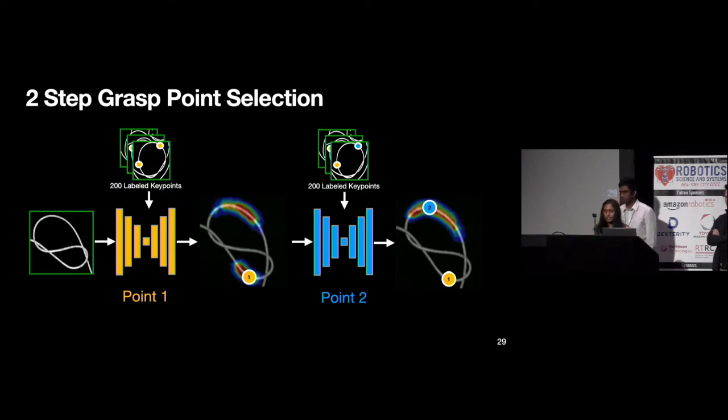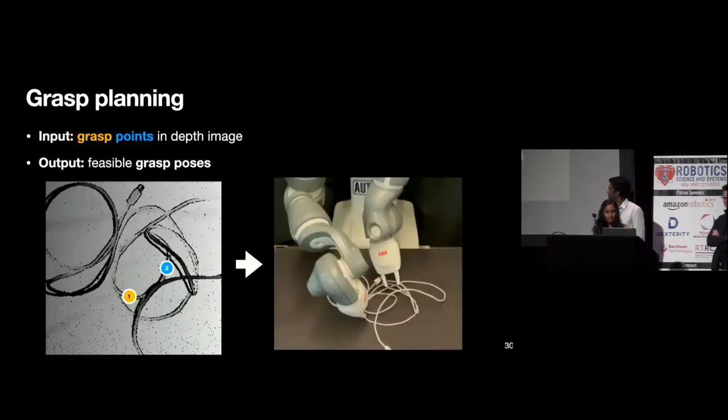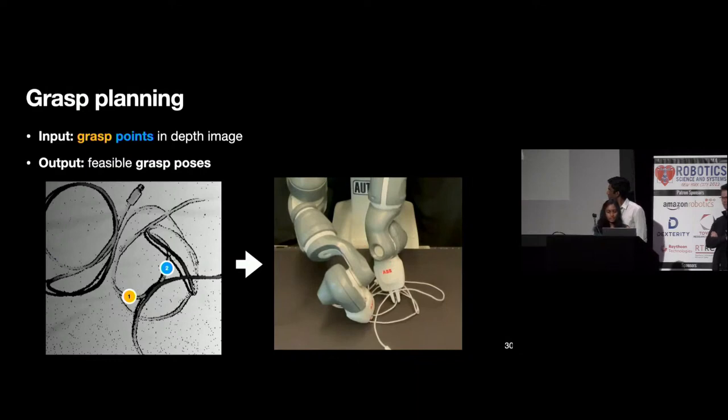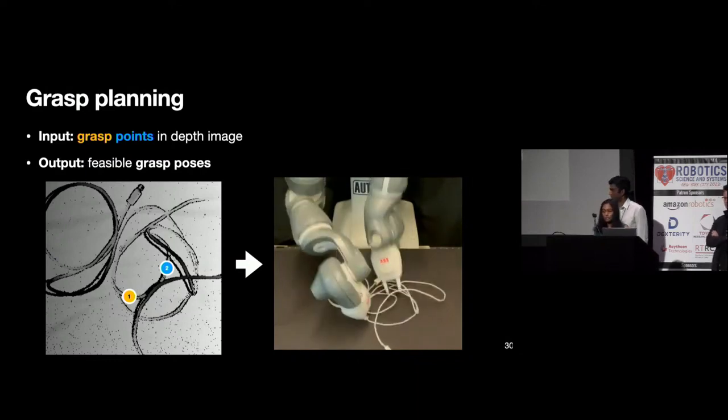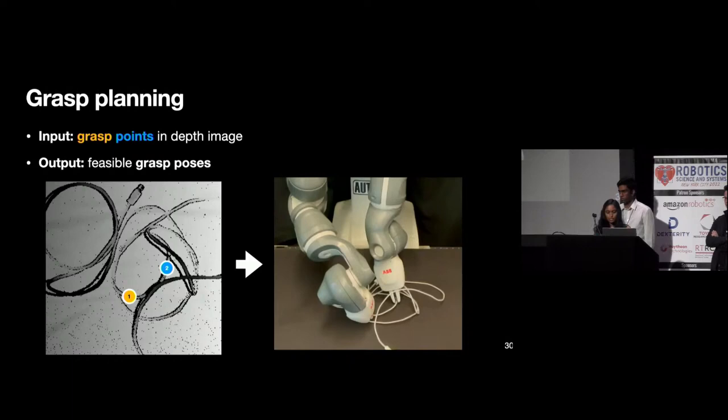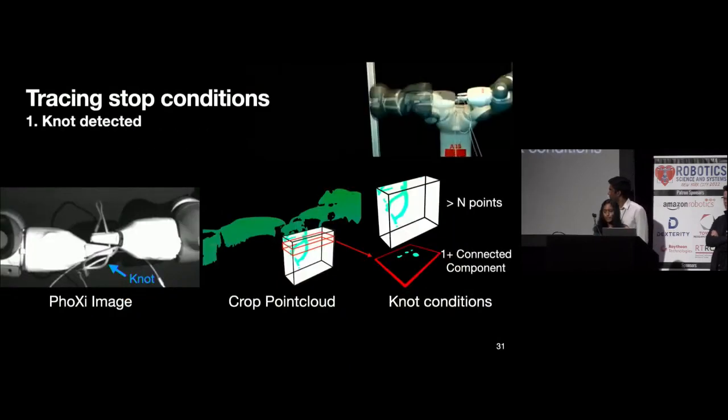The second network takes that image along with that first grasp point to predict the second grasp point for the dual cage separation action. The grasp points predicted by these networks are passed into our planner, which does a joint search over grasp poses to find a pair that is collision-free and reachable. When tracing, we use an analytic method that observes the 3D point cloud near the grippers and analyzes whether we've reached a knot.